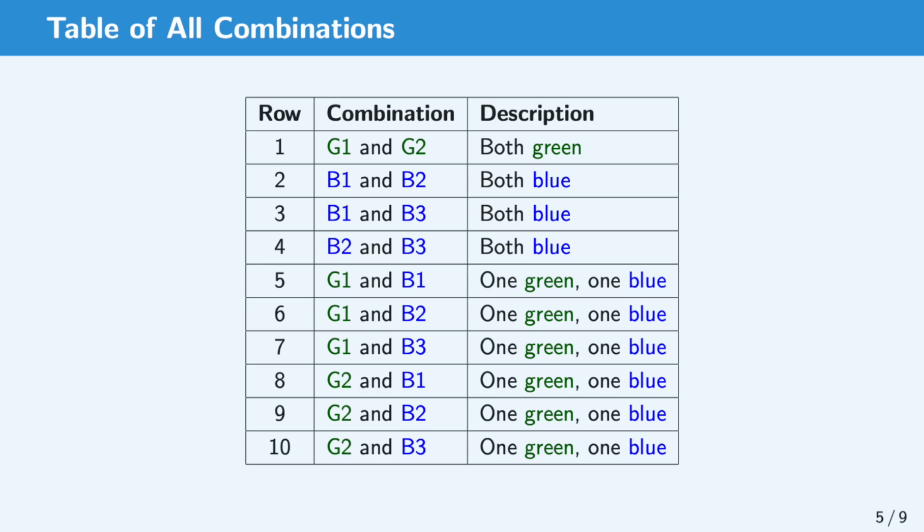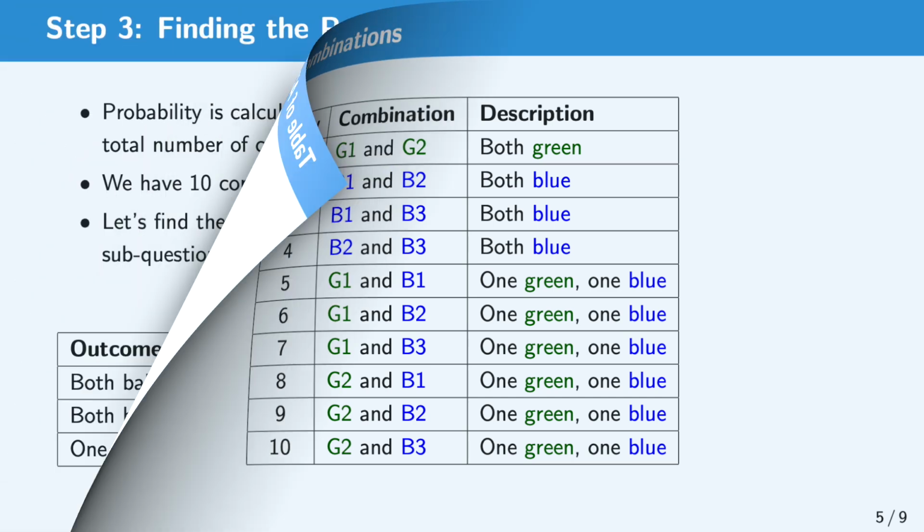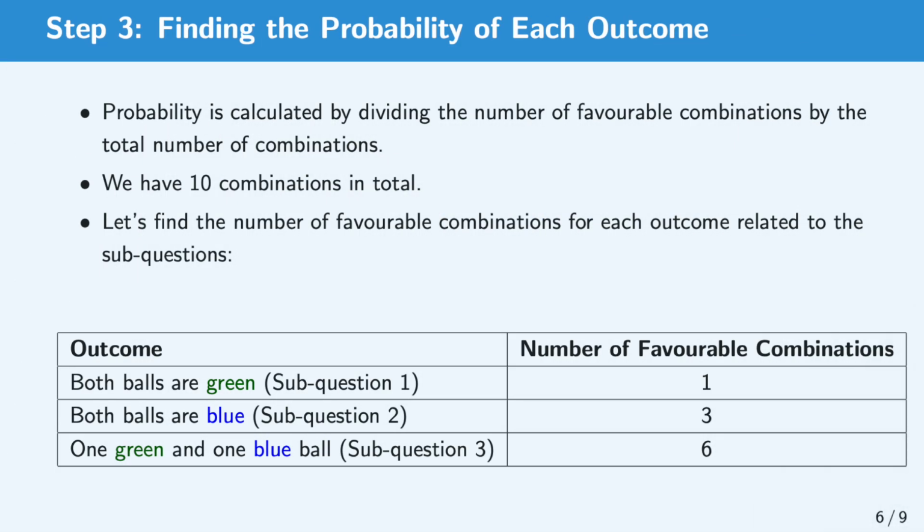Notice that combinations with 1 green and 1 blue ball make up the majority of the rows, which hints at a higher likelihood for that case. You might want to pause here and review the combinations if needed. Take your time before we move on to the next slide and start finding the probabilities. To find the probability of each outcome, we'll use the information from the table. Remember, probability is simply the number of favourable combinations divided by the total number of combinations. We have a total of 10 combinations, which you can see clearly from the table.